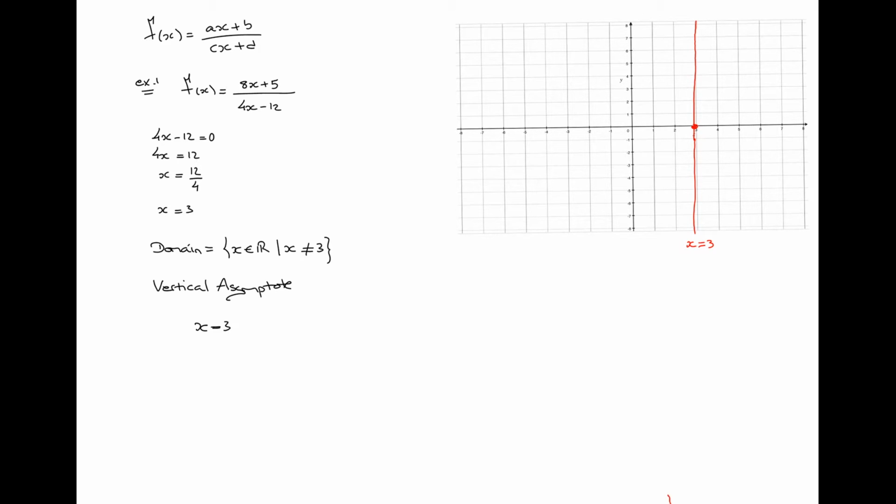Now, if you were to do this with your calculator, as I said, you should find a curve looking something like this. And there you go. That's what this function's curve would look like, and how to find its domain as well as the equation of its vertical asymptote. Now let's look at another example.